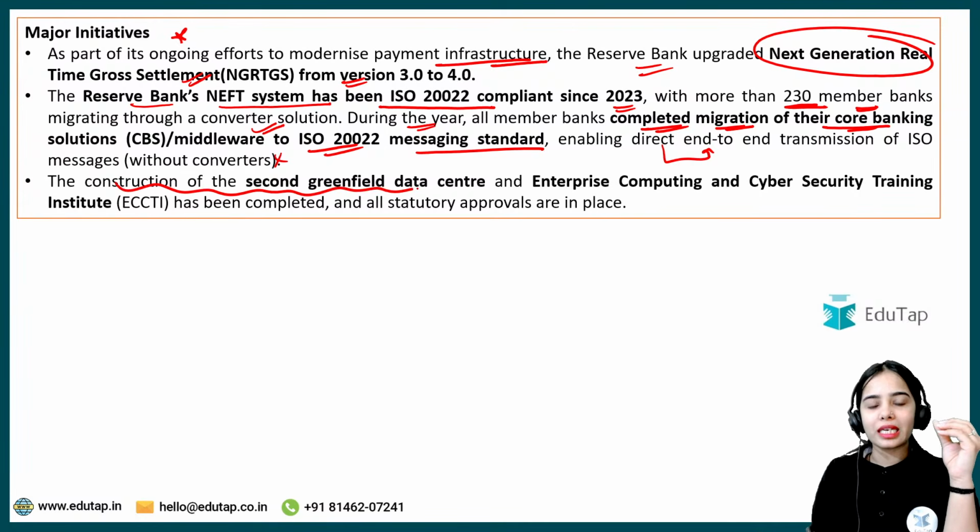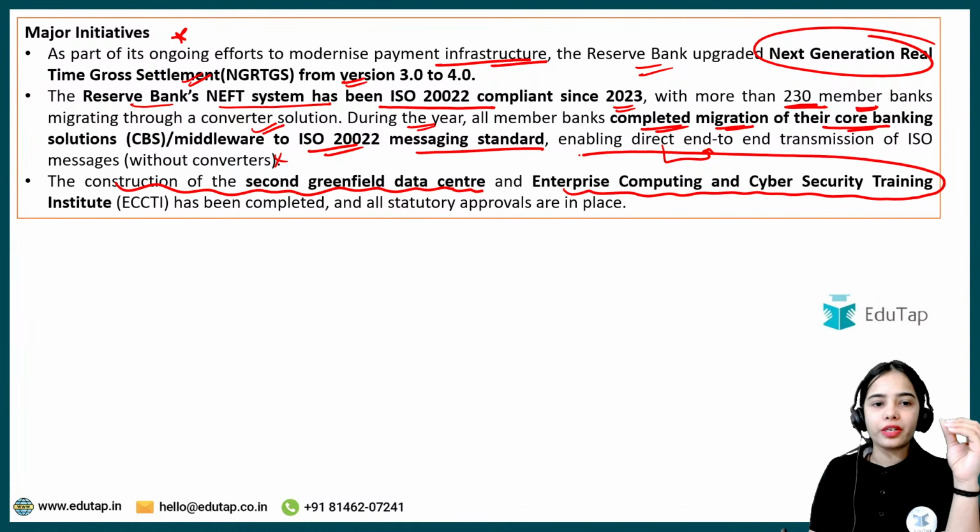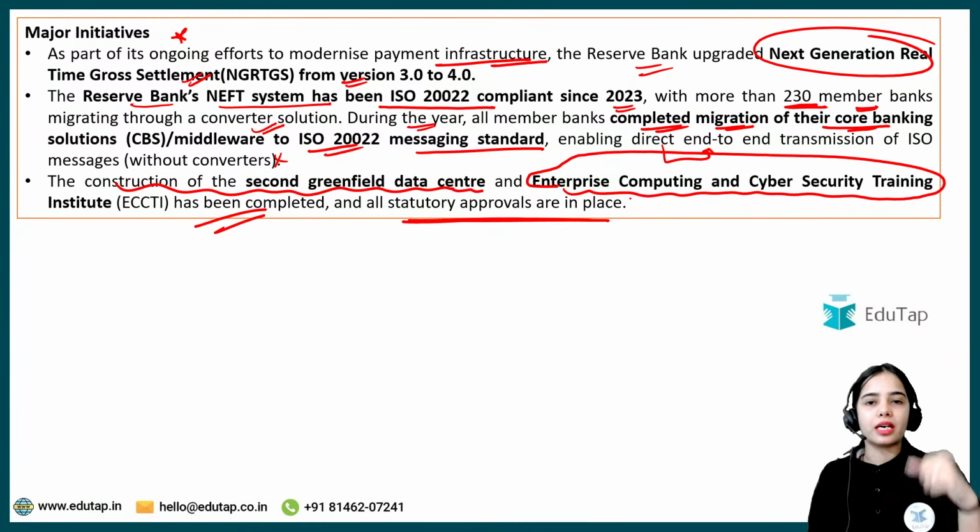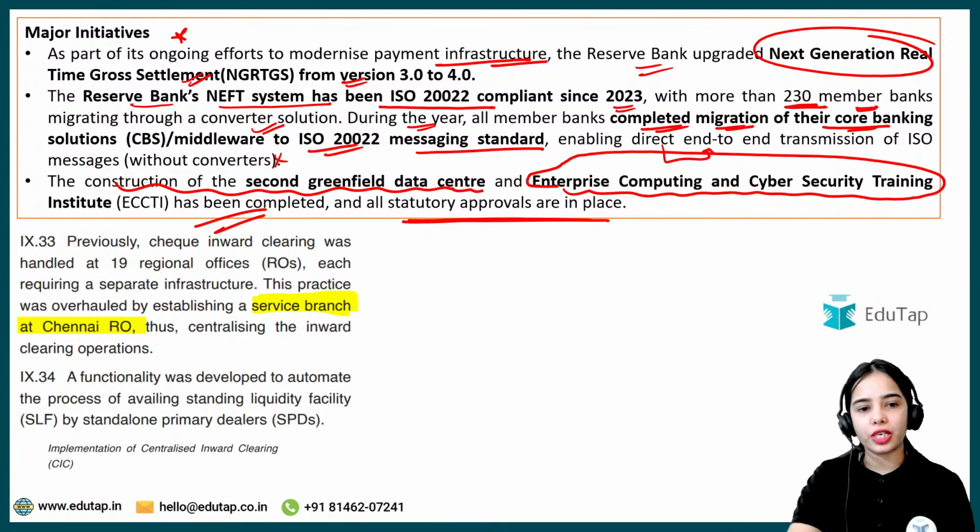The construction of the second greenfield data center and the enterprise computing and cybersecurity training institute has been completed and all statutory approvals are in place. So these are the major initiatives that have been taken.